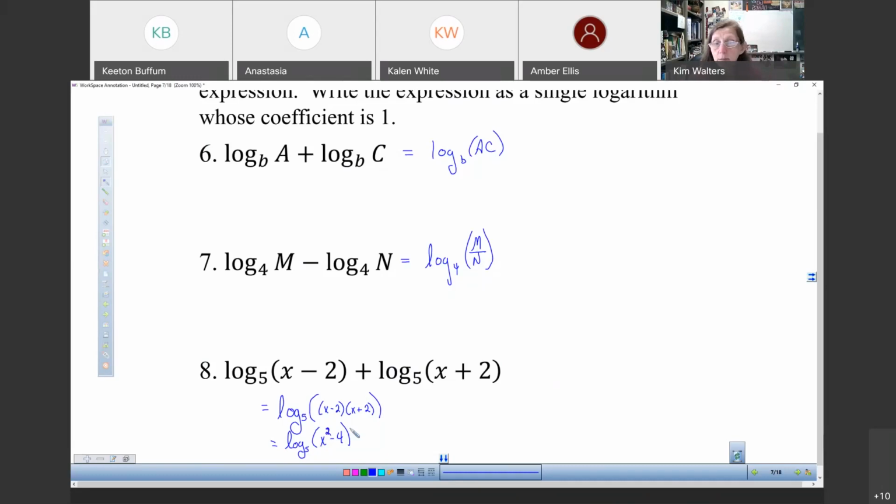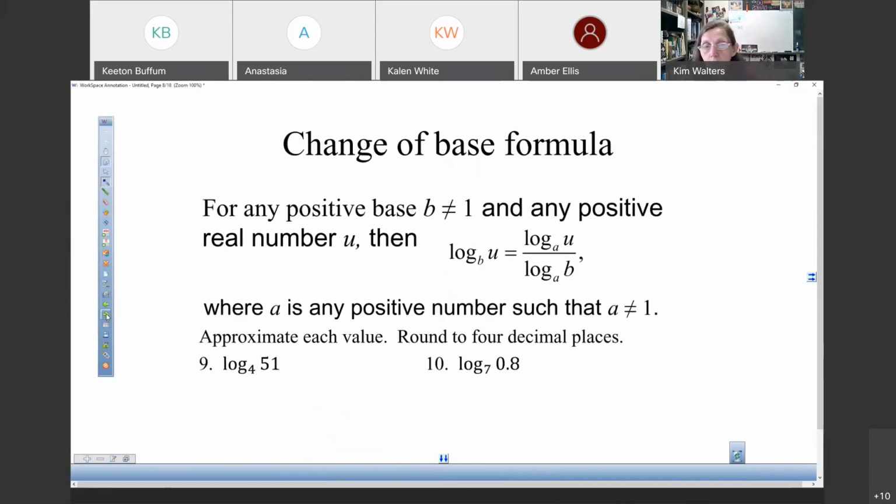I like single logarithms. Single logarithms are amazing. Okay, so now how to use your calculator for the other types of logarithms. Your calculator you can use for natural logs and common logs, but how would I find log base 4 of 51 with my calculator? Because I can't find log base 4 of 51 without a calculator.